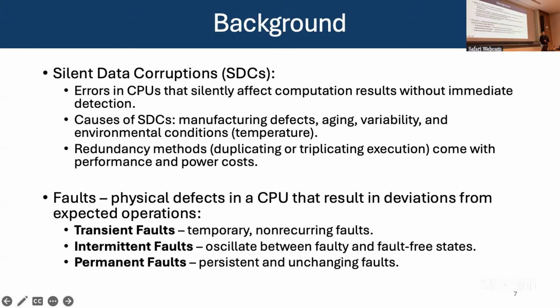Now we are going to take a look at another important terminology, which is fault. This is a physical defect in the CPU that results in a deviation from the expected operation. There are 3 types of faults. The first one is transient faults, which are temporary, non-recurring faults, simply bit flips for a single cycle. Then we have intermittent faults, which oscillate between faulty and fault-free states. And finally, we have permanent faults, which are persistent and unchanging faults, such as stuck-at gate faults.